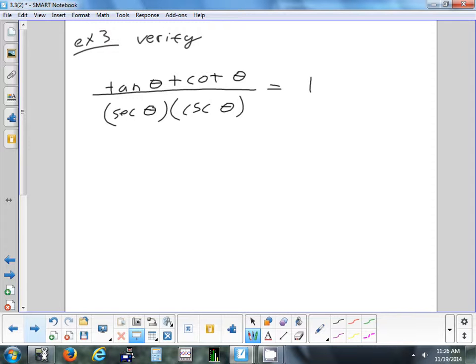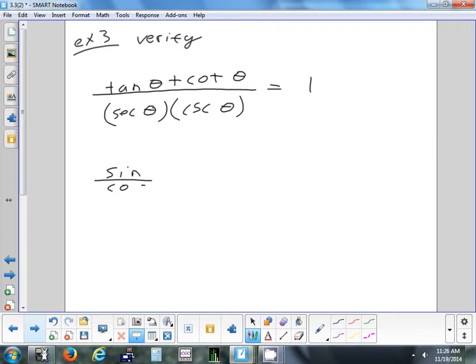Let's look at this one. It says tangent plus cotangent divided by secant times cosecant. Somehow that's going to cancel out, and everything's going to cancel out. It's going to become a 1. So to start this off, I would probably use one of the same tricks we've been using over and over. Yeah, let's change everything to sine and cosine. That's going to give us a lot of fractions, but again, hopefully a lot of stuff is going to cancel out.